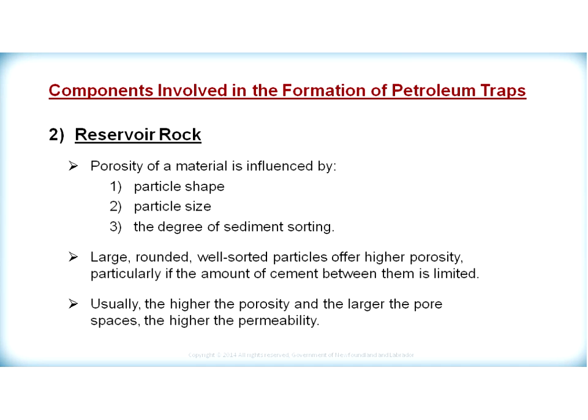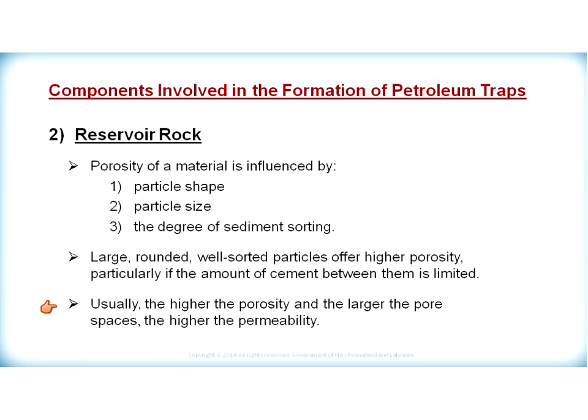When we look at reservoir rocks, porosity of the material depends on and is influenced by three factors. The porosity is directly dependent upon the particle shape, the particle size, and the degree of sediment sorting. When we also look at reservoir rock, large, rounded, well-sorted particles offer higher porosity, particularly if the amount of cement between them is limited. Usually, the higher the porosity, the larger the pore spaces, and the higher the permeability.